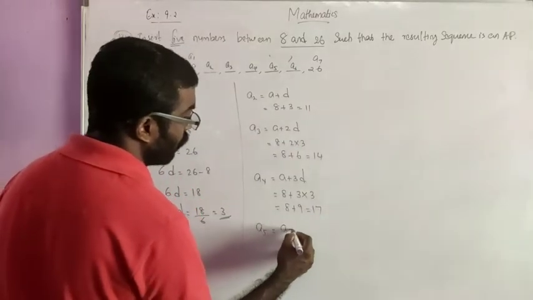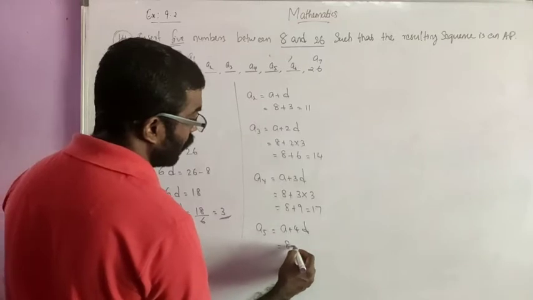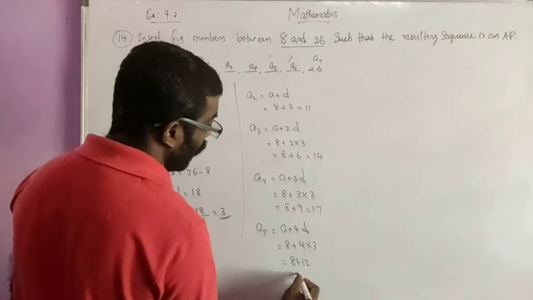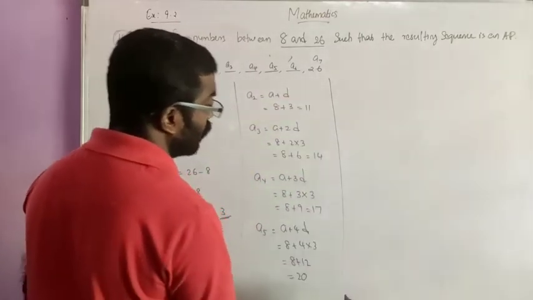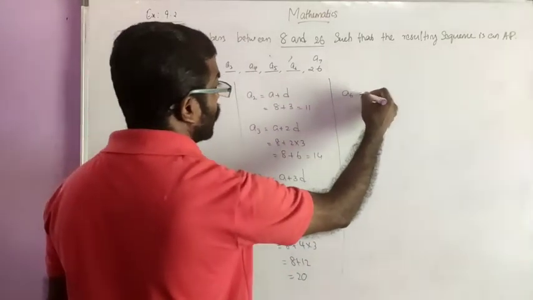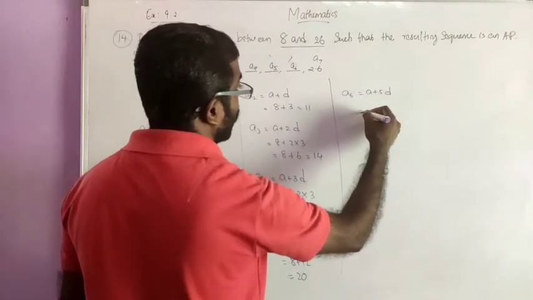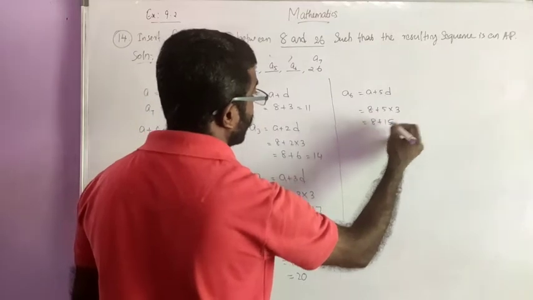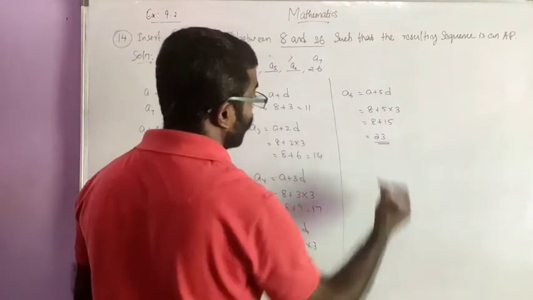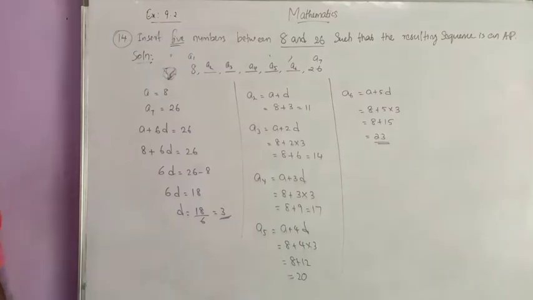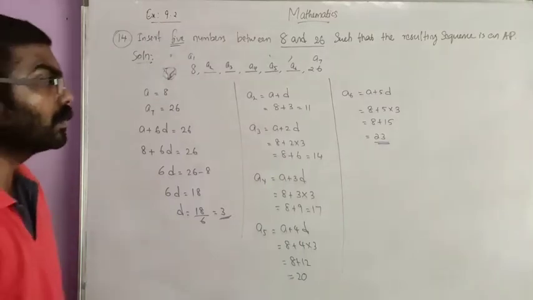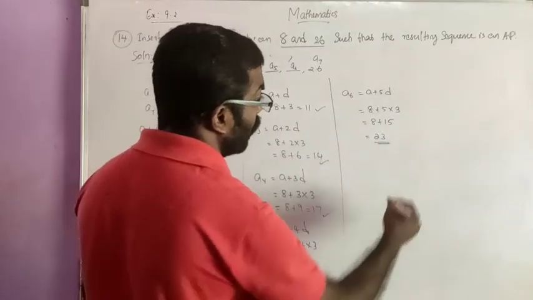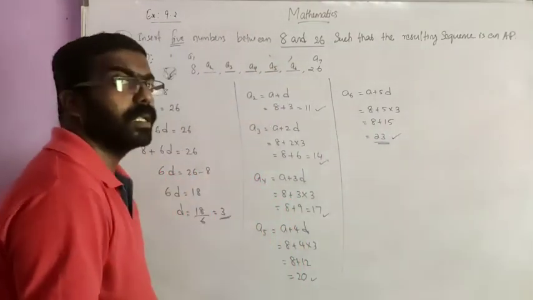A5 is equal to A plus 4D. That is 8 plus 4 into 3, 8 plus 12, which gives 20. Then the last one, the sixth term A6, is A plus 5D. That is 8 plus 5 into 3, that is 8 plus 15, which gives 23. Therefore, the 5 numbers between 8 and 26 are 11, 14, 17, 20 and 23.